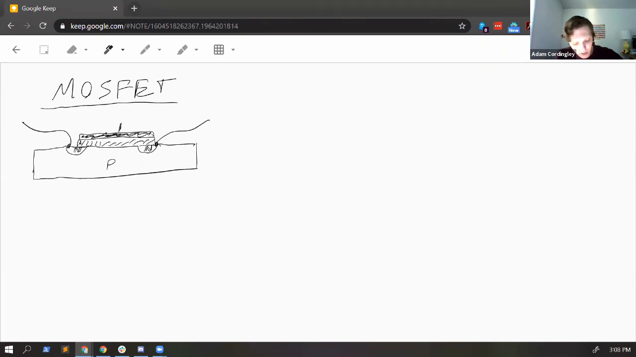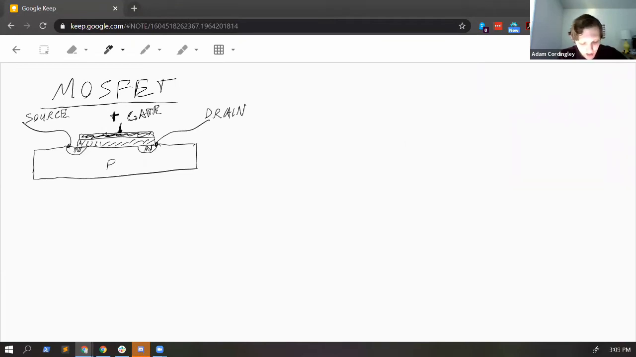And I'll connect a wire to that. Now, what would happen if I were to apply a voltage between my gate? Well, I'm going to call this the gate, spoilers. And let's call this the source. And we'll call this the drain. The terminology might make sense in a moment, or it might not, but we'll see.